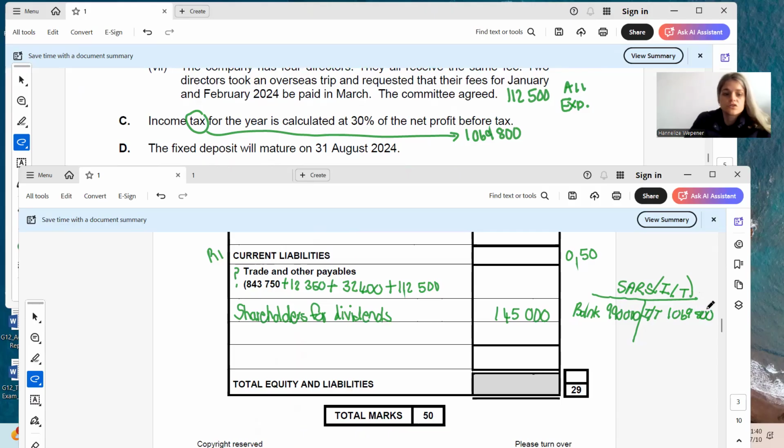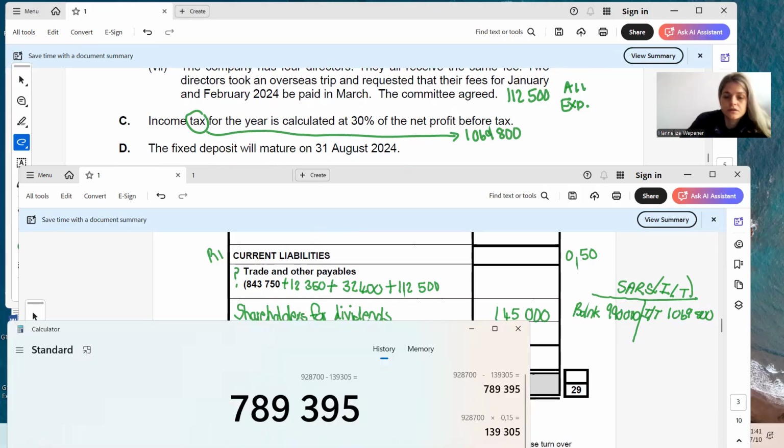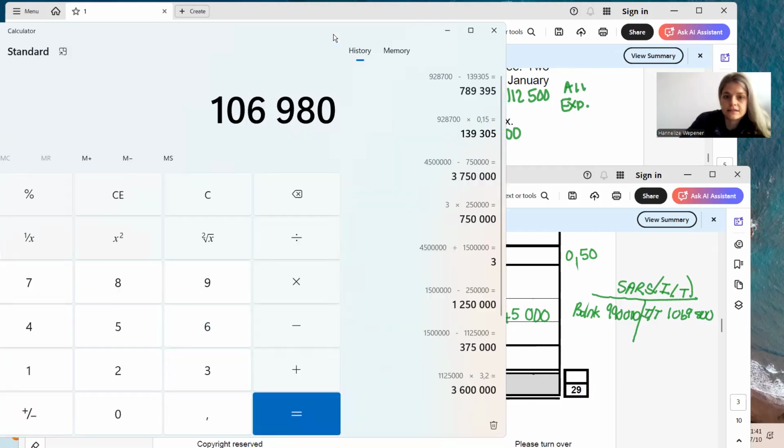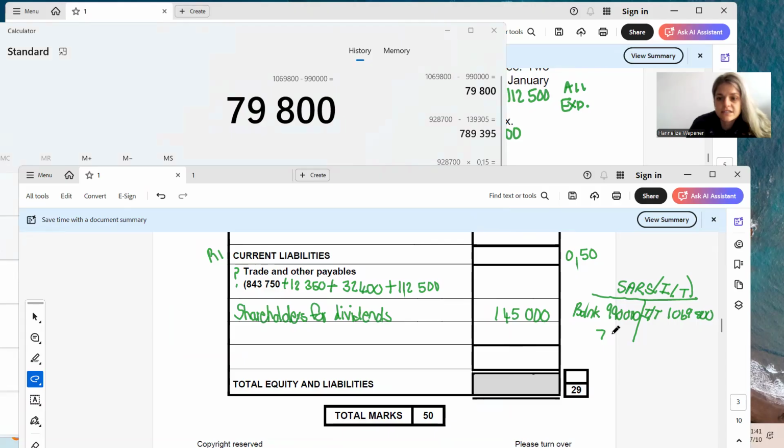Okay. So, in other words, we owed SARS, there we go, 106,900, but we have already paid 990,000. So we only owe SARS 79,800 still. Okay, there we go.